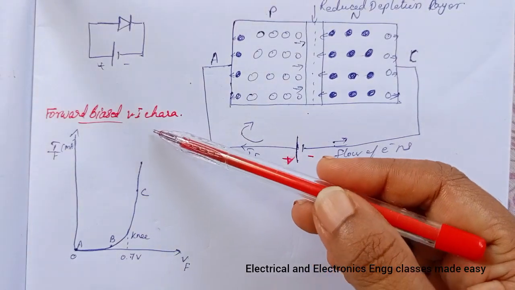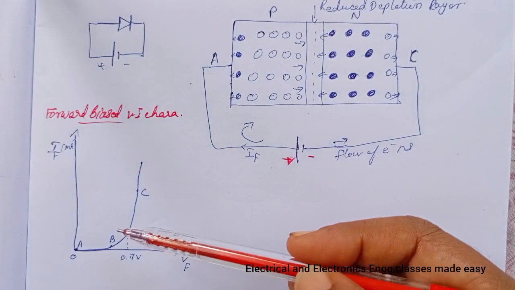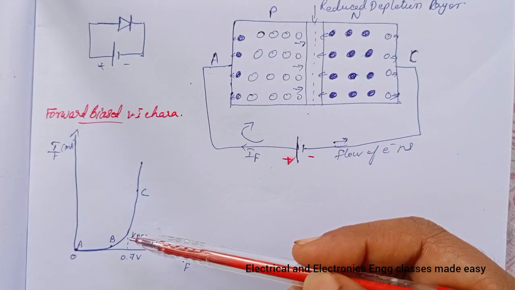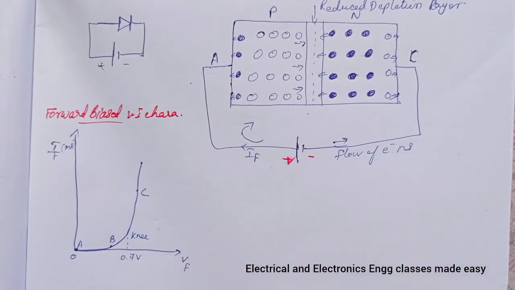Next is forward biased VI characteristics. So this is the typical VI characteristics for forward biased PN junction diode. The forward current IF increases exponentially with the applied forward voltage VF. As the applied voltage VF increases beyond the knee value, the forward current IF increases sharply.